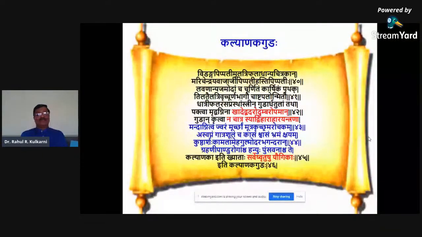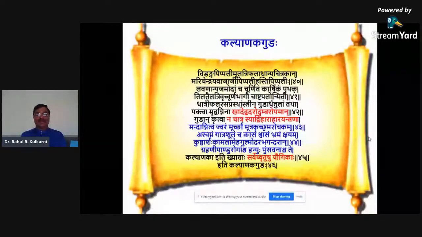Now it is Kalyanaka Guda. Vidanga, Pippali, Moola, Trifla, Dhanyaka, Chitraka, Maricha, Indrayava, Ajaji, Pippali, Hasti Pippali, Lavana, Ajamoda, churnitam karshikam pruthak. From Vidanga up to Ajamoda, all the drugs have to be taken in one Karsha Pramana. Tila taila and trivruchurnam bhagau cha ashta palonmitaihi. Whatever the quantity of these dravyas taken in one karsha pramana, 8 times of that tila taila and trivrut churna has to be taken.